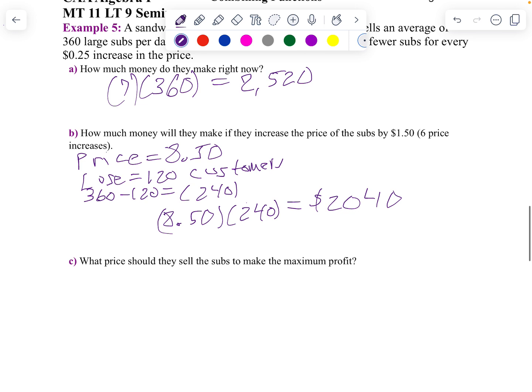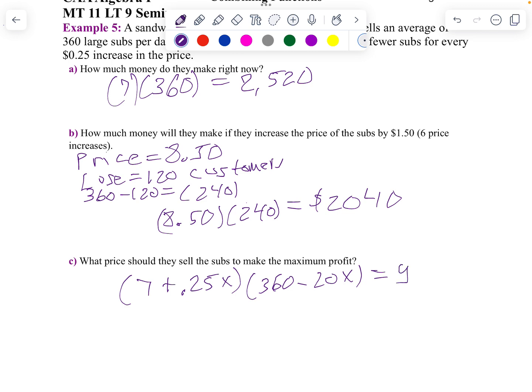Well, let's figure out, what should they charge? What I'm going to do here is write this down. We know we're going to charge $7. And I'm going to let x be the number of price increases. For every price increase, I'm going to make 25 more cents. But I'm going to start with 360 customers, and I'm going to lose 20 customers every single time.